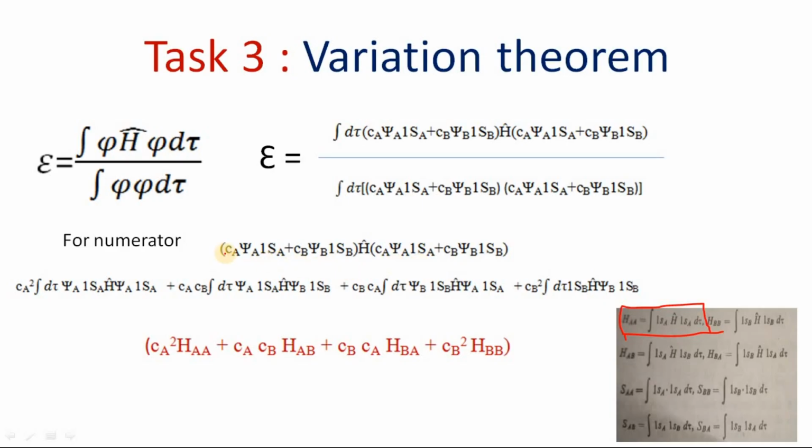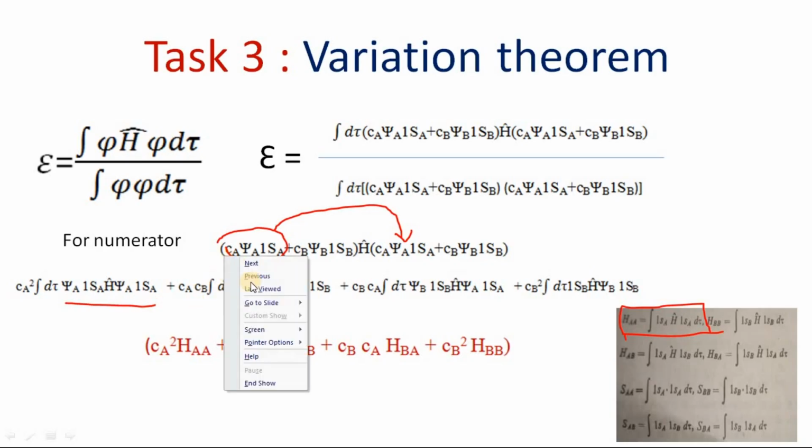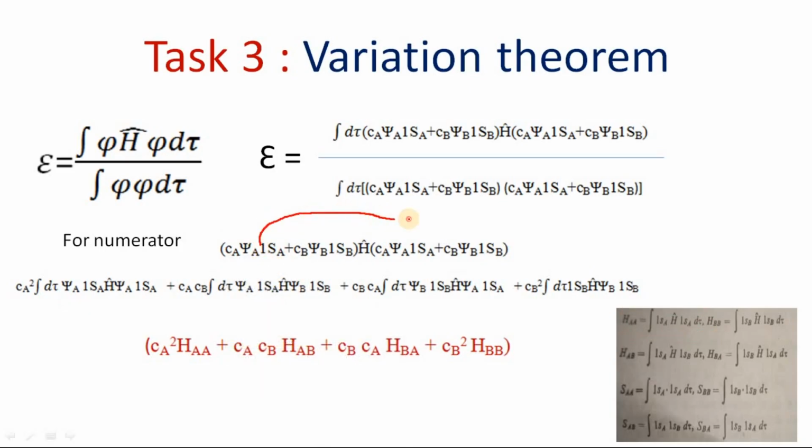So first of all, we separate and do it. This is the very first term, which is multiplied with the other term. Ca and Cb are constants, so they are taken out as Ca square, and the integration of psi A 1sa, H operating on psi A 1sa. So we have the first term. Likewise, we'll go for the second term, that is, this one multiplying with the other one. Once again Ca and Cb are constants, so taken out: Ca Cb, psi 1sa, H operating on psi 1sb. Now the second term is over.